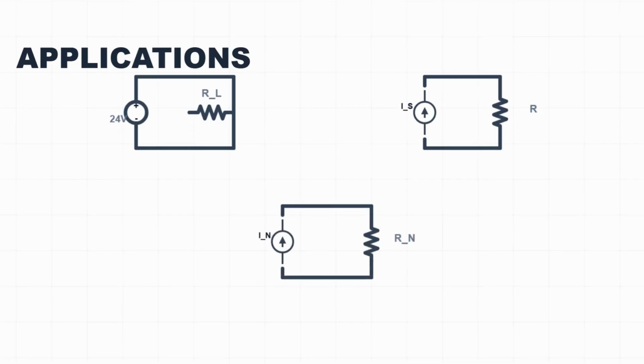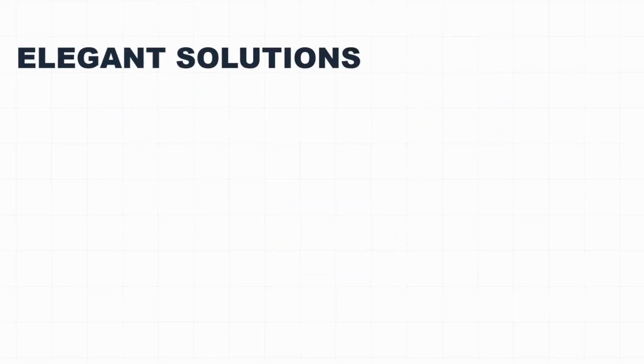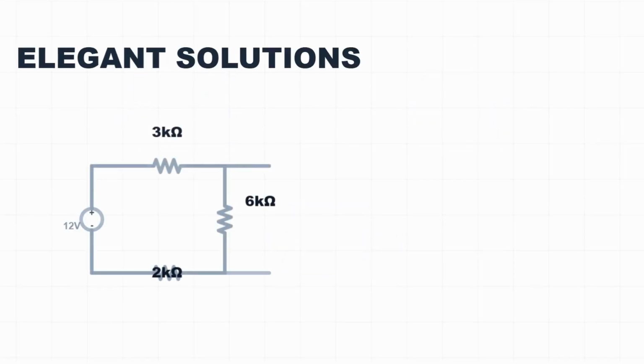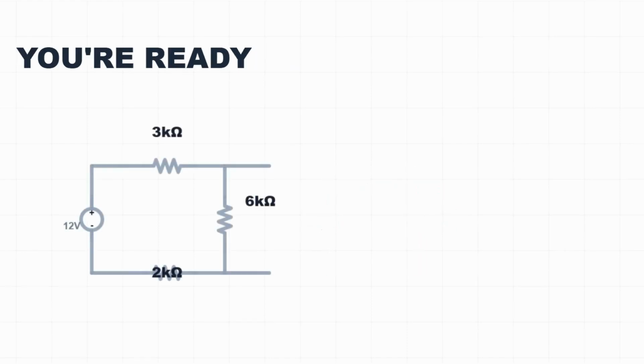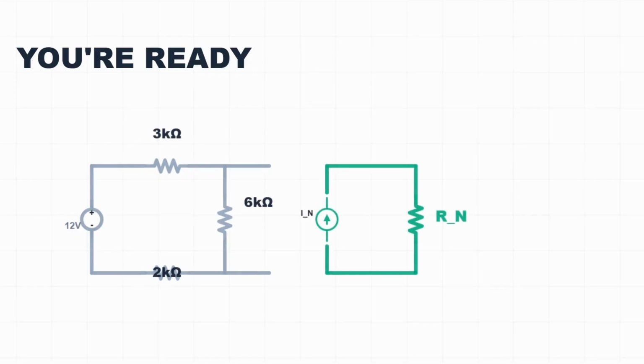You now have two powerful tools in your belt. Don't be afraid to use Norton's theorem. It's not the backup theorem, it's the current expert. Practice these steps. Short the output, find the current. It's that simple. Check the description for practice problems. Thanks for watching and keep analyzing.